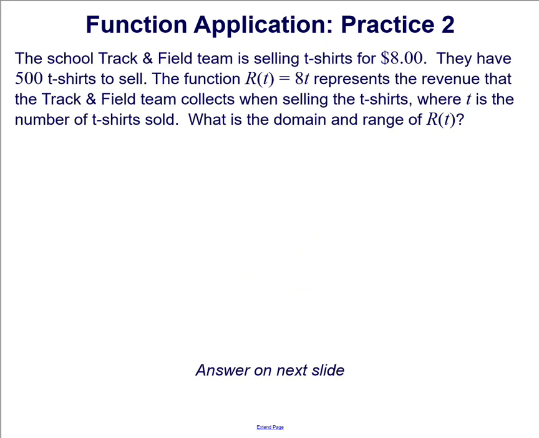Function application practice number 2. The school track and field team is selling t-shirts for $8. They have 500 t-shirts to sell. The function r(t) = 8t represents the revenue that the track and field team collects when selling t-shirts, where t is the number of t-shirts sold. What is the domain and range of the function r(t)?